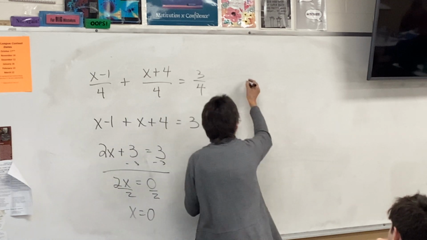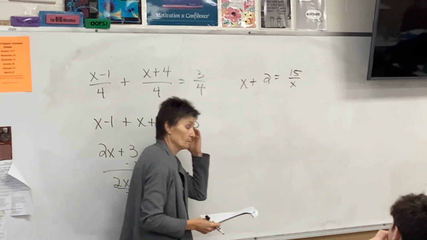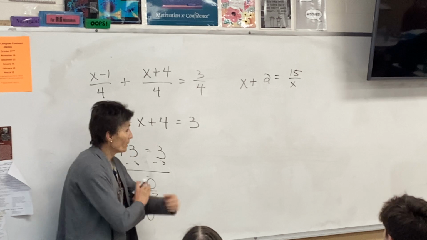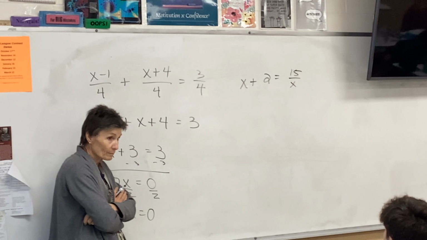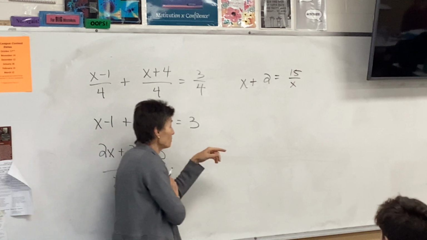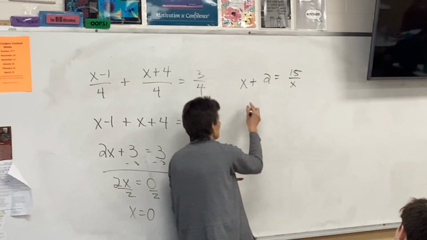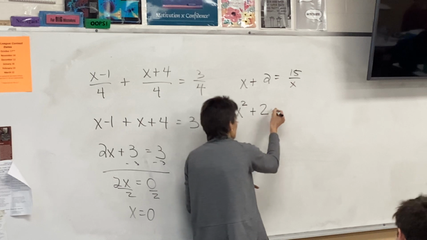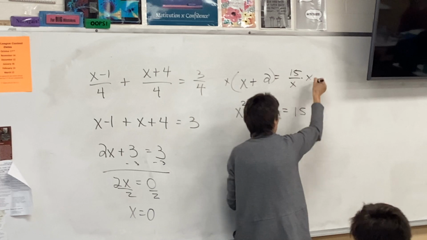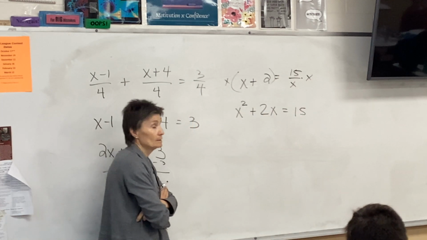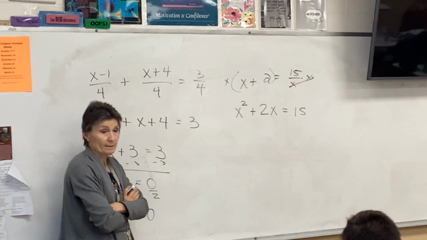Now, number 2 doesn't quite look the same. So what do you think you want to do with this problem? Multiply by x. If you multiply by x, will that go away? Yes, but it has to come over here too, so you're gonna have an x squared plus a 2x equal to 15. So basically, we multiplied both sides by x. And that made the fraction go away, which was our objective, all right. Now what?